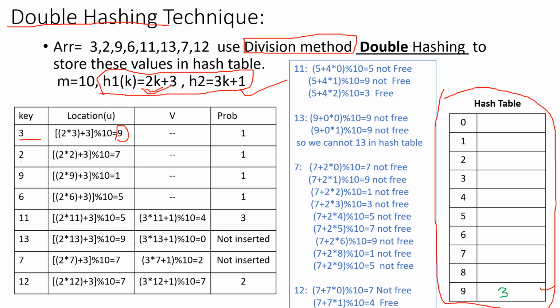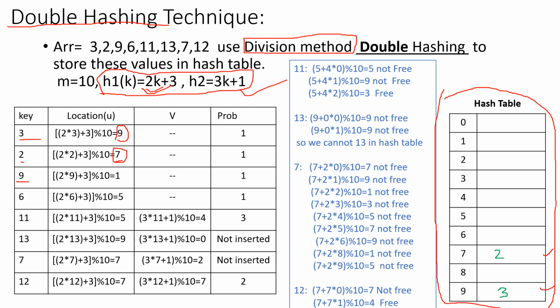Now my second element is 2. If I calculate the index using the first hash function, I get the index value 7. Now I will check the hash table. Is the 7th index free? Yes, my 7th index is free. So 2 is going to be stored at the 7th index.